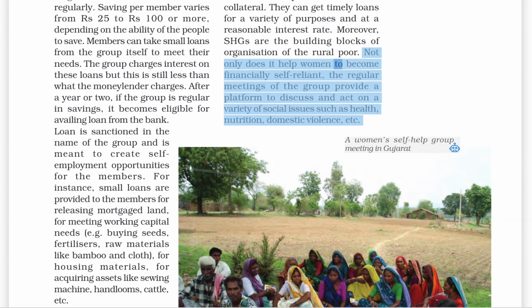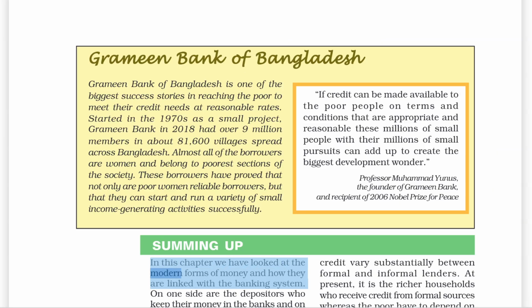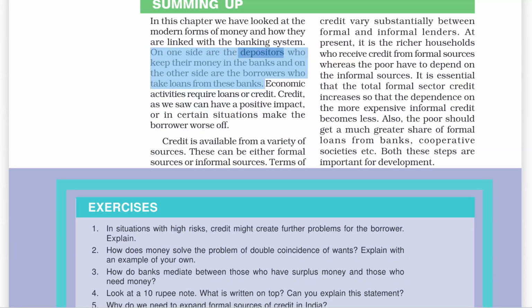Not only does it help women to become financially self-reliant, the regular meetings of the group provide a platform to discuss and act on a variety of social issues such as health, nutrition, domestic violence, etc. In this chapter, we have looked at the modern forms of money and how they are linked with the banking system. On one side are the depositors who keep their money in the banks, and on the other side are the borrowers who take loans from these banks.